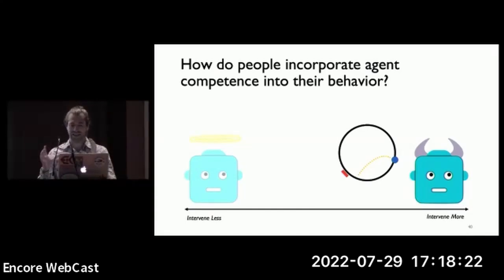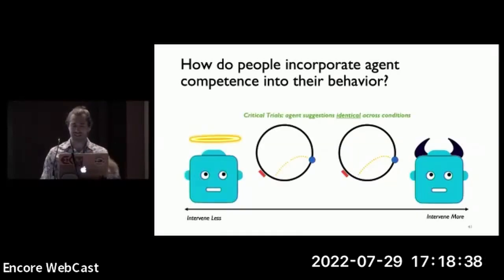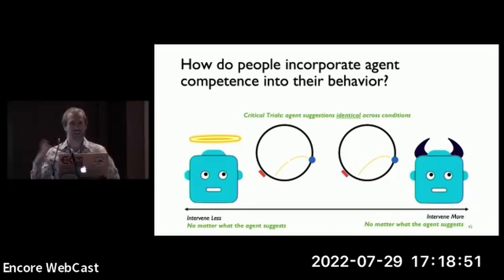So what we need is a way to assess how much people's intervention behavior reflected the past performance of their partner, independent of the partner's advice on any given trial. So in other words, did people intervene less with a reliable partner and more with an unreliable partner, even when their partner's suggestions were off by the same amount? So to test this, we inserted 8 critical trials in the experiment, 1 in each block of 12 trials. And in these critical trials, the agent's suggestions were the same distance from the ball's true landing location across all conditions. So what we're predicting is that if people were incorporating the agent's past performance into their intervention decisions, we should see people intervening less with a reliable partner and more with an unreliable partner, even on these critical trials where both partners gave the same suggestion.